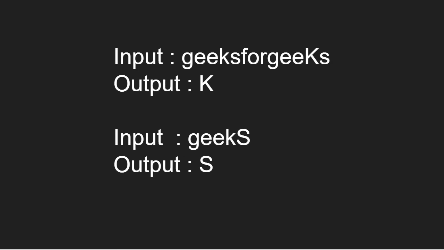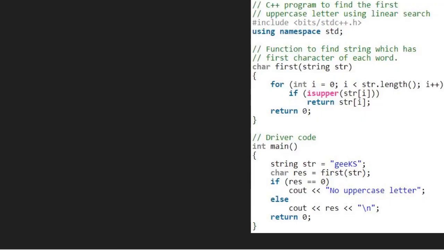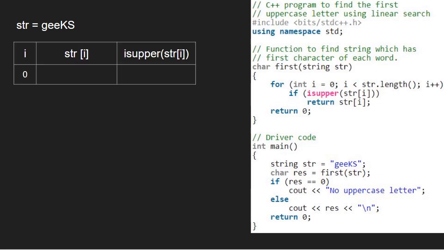Next, let us see the algorithm. We take a sample string geeks and pass it to the first function. Now, in the first function, we traverse the string using a for loop from 0 to str.length, that is 5. So, first i will be 0. Str at 0 is G. Then we check if str at i is in uppercase using the isUpper function. As it is not, the if condition does not get satisfied.